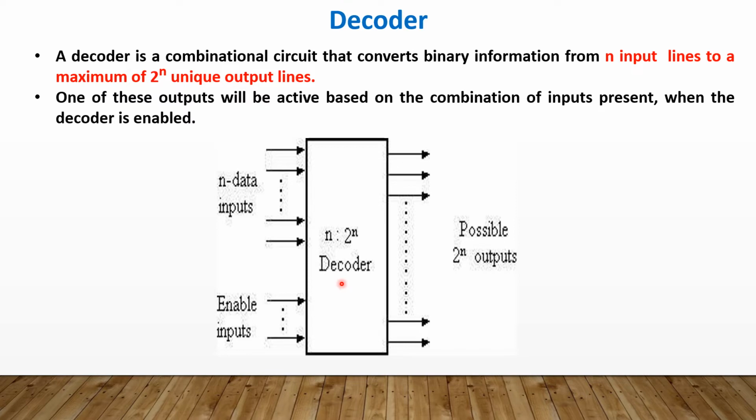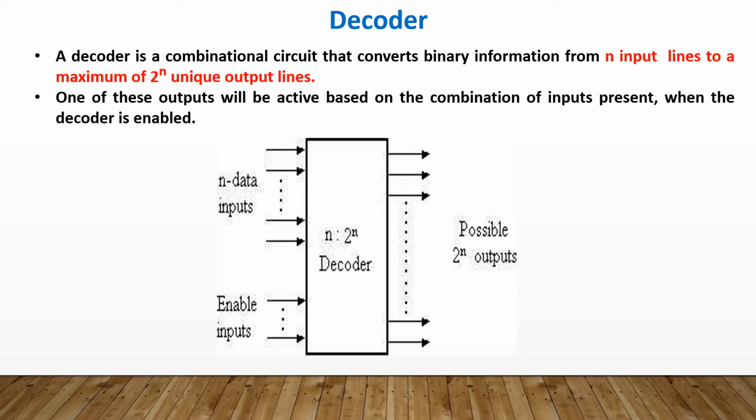So what is a demultiplexer? A demultiplexer is nothing but one to many. But here, the decoder takes n data inputs to 2 power n outputs, and at the same time we shall have the enable inputs. So that is the difference between a decoder and a demultiplexer circuit.